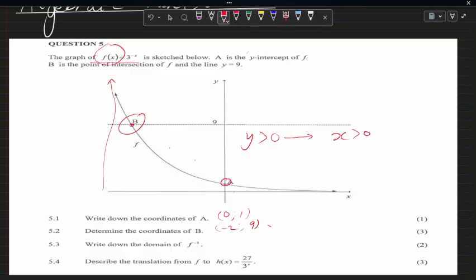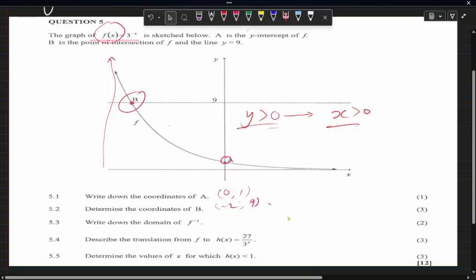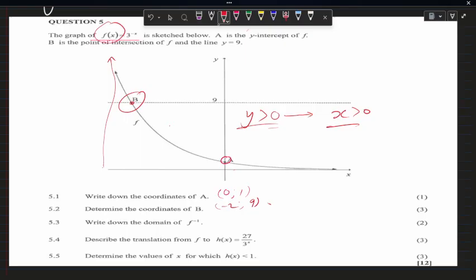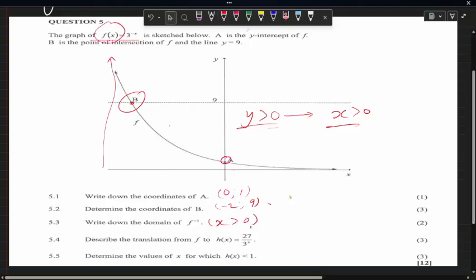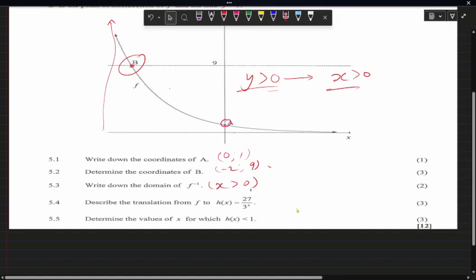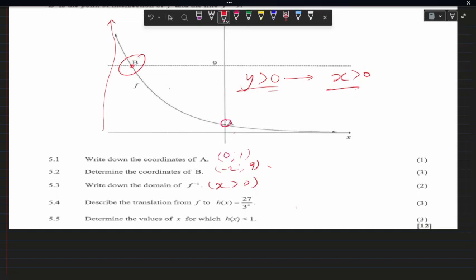Basically, it's the very same thing. The thing that we did, we just swapped it. Instead of writing y, we just wrote x, and then the range has changed to become the domain. Because when we are dealing with inverse functions, everything changes. So everything swaps from x to y, from y to x. Okay, so x is greater than 0. This is the domain of the F inverse.